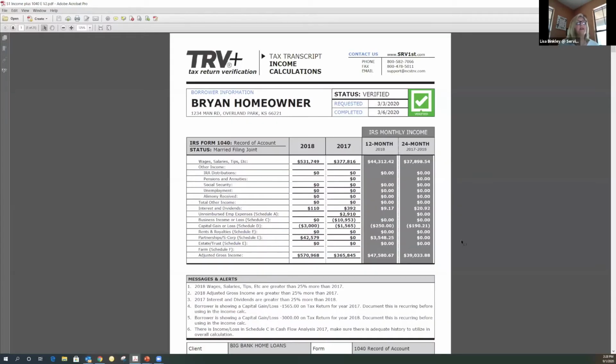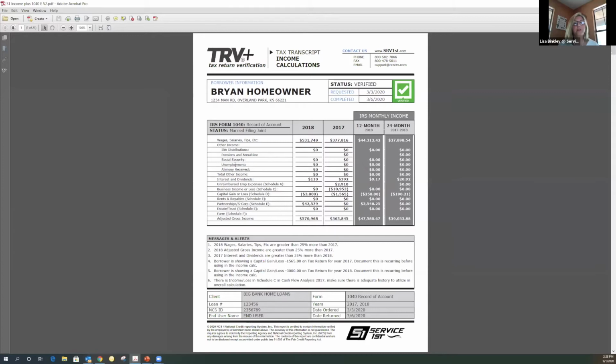Once again, we take all the data from the tax transcript, and we parse it out and put it into a unique and easy to read report that has a 12-month monthly calculation and a 24-month monthly calculation. You can also see that we fire alerts and messages about the data on the first page of the tax transcripts.